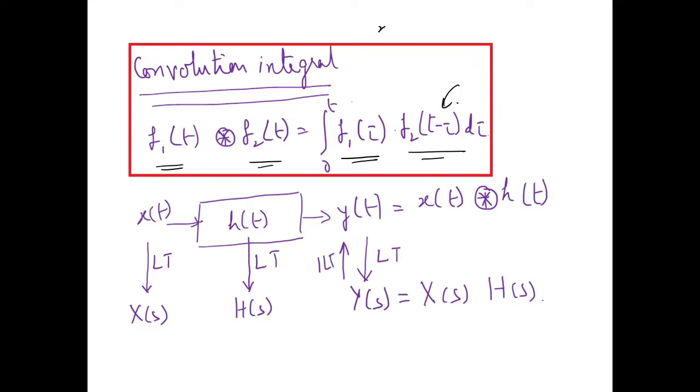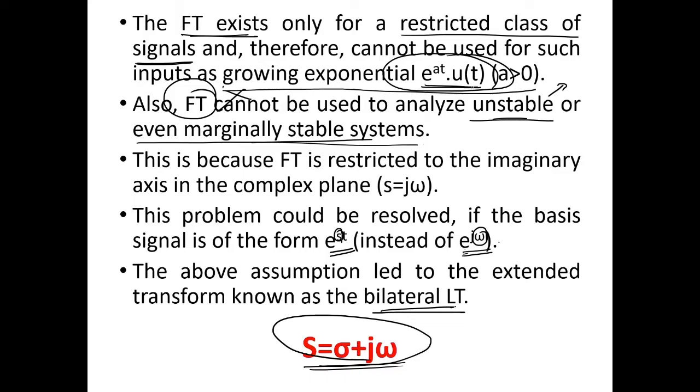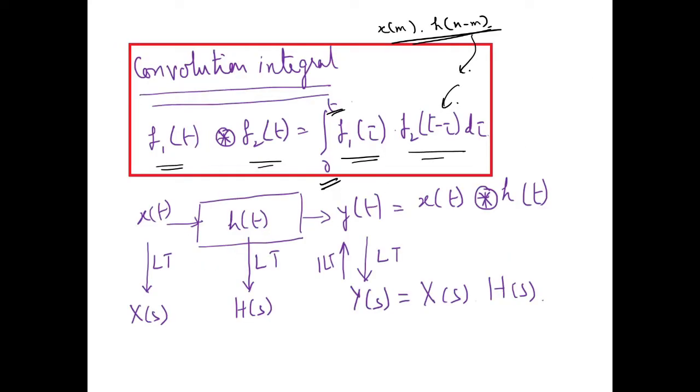Over there we were having x of m into h of n minus m. The same thing. But if you see herein, what has happened? The limit has changed to 0 to t. Why has it changed to 0 to t? Because we have multiplied it with unit step function also. The unit step function starts at t equals 0 and goes up to infinity. So the combination of this is basically time limiting our signal components. Due to this reason, the limit is 0 to t and not minus infinity to infinity.